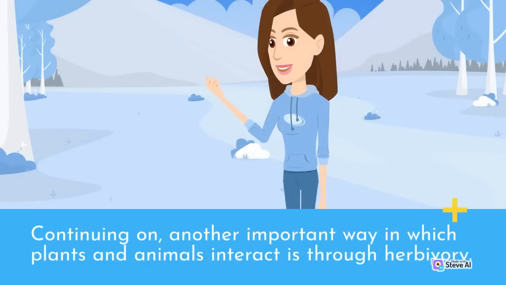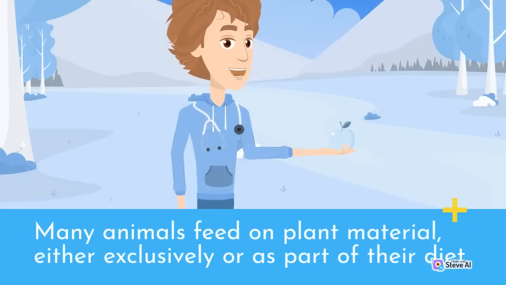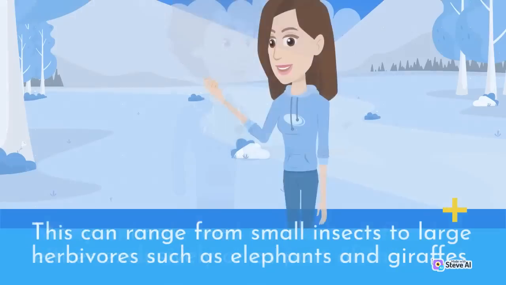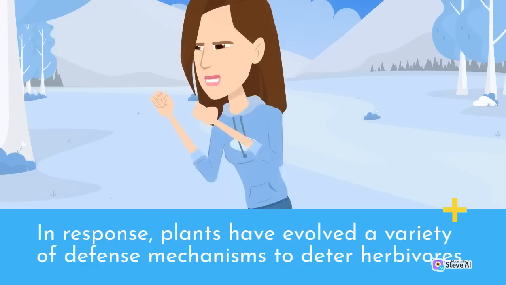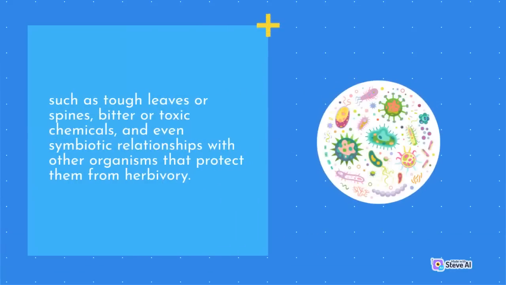Continuing on, another important way in which plants and animals interact is through herbivory. Many animals feed on plant material, either exclusively or as part of their diet. This can range from small insects to large herbivores such as elephants and giraffes. In response, plants have evolved a variety of defense mechanisms to deter herbivores, such as tough leaves or spines, bitter or toxic chemicals, and even symbiotic relationships with other organisms that protect them from herbivory.